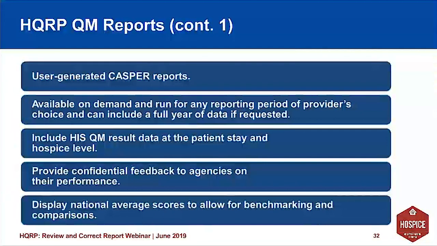So this HQRP QM report category contains user-requested on-demand reports in CASPER, and these give you confidential feedback on your agency's performance. You can run these for any reporting period of your choice, and they can include a full year of data if you request. They include both the patient level and the hospice level data.